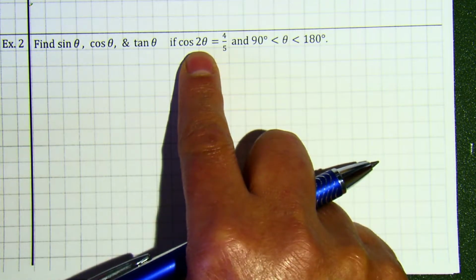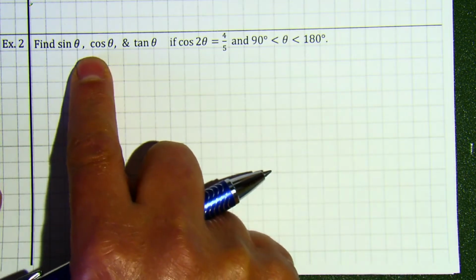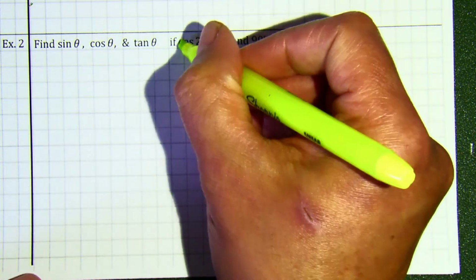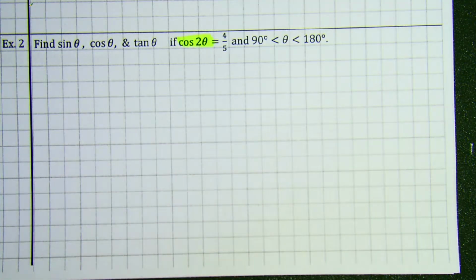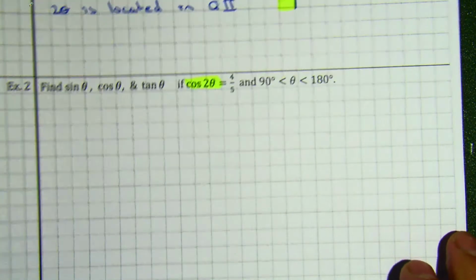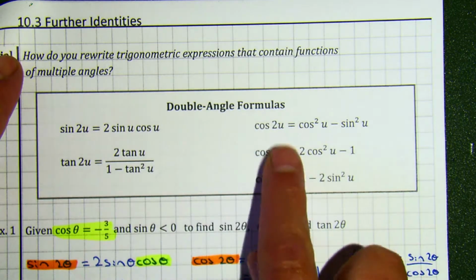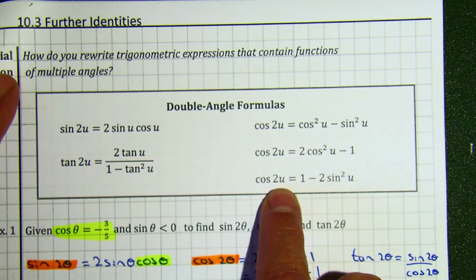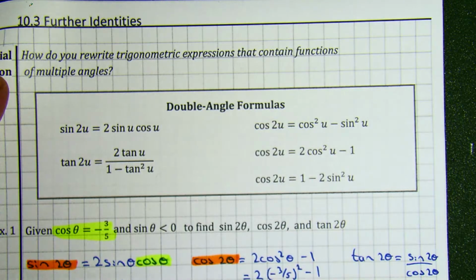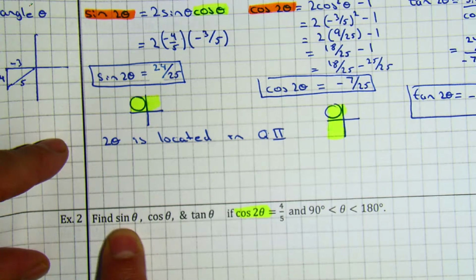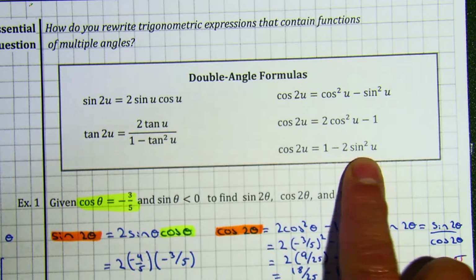So let's go and figure out how we can find sine. Now, because they're giving you cosine of 2 theta, we can use one of the formulas that are given to us, but we need to be able to decide which one to use, the first one, the second one, or the third. Let's find sine first. If we're going to find the sine of theta first, I want something that's going to have sine of theta and cosine of 2 theta. So we're going to use this one here.